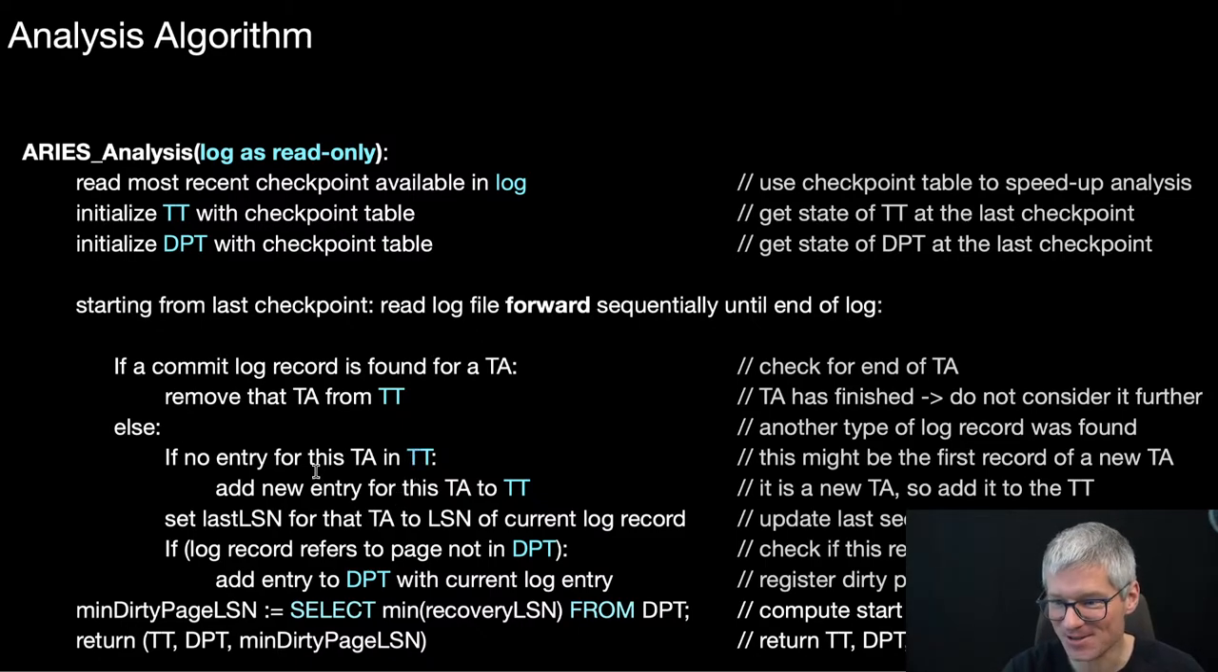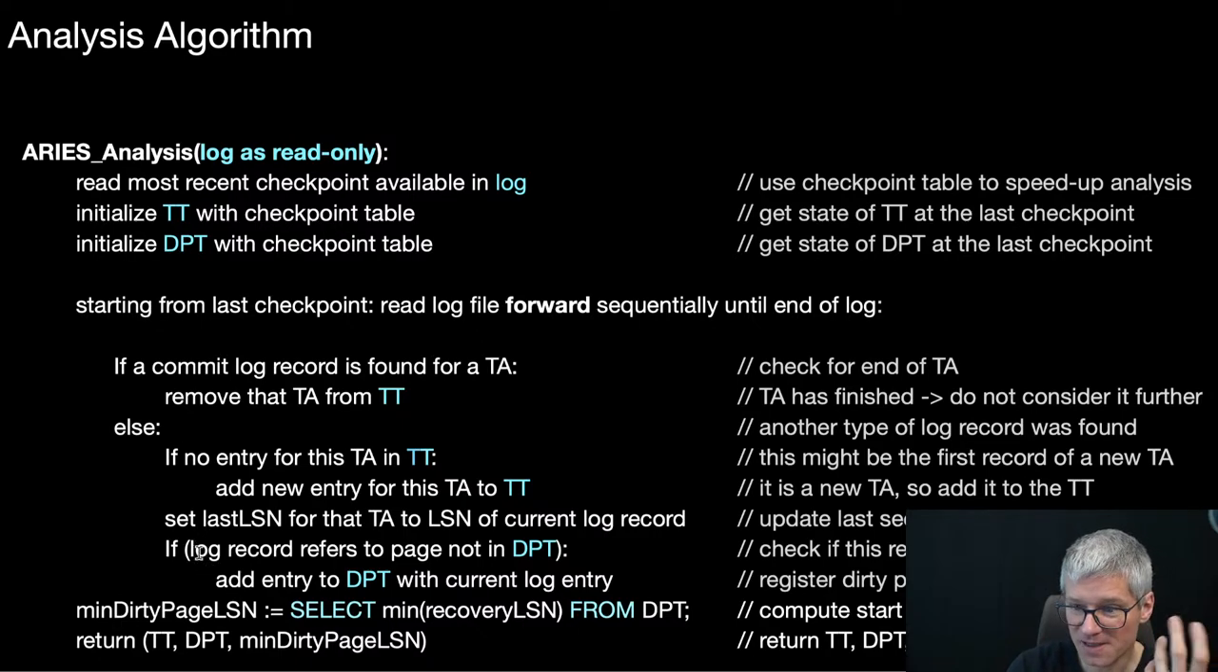If it's not a commit log record, so any other type of log record, but you don't have it in the transaction table yet, you put it in the transaction table. Assume you find an update log record, but you don't have it in the transaction table, that means that's the first update log record triggered by that transaction. So that's an ongoing transaction. You must record it in the transaction table. That's what happens here. And then you set the last LSN field accordingly.